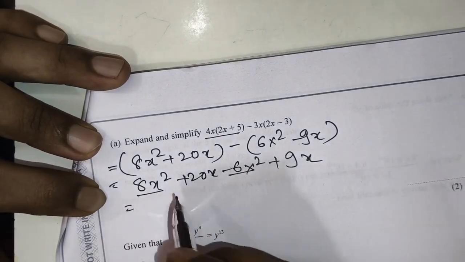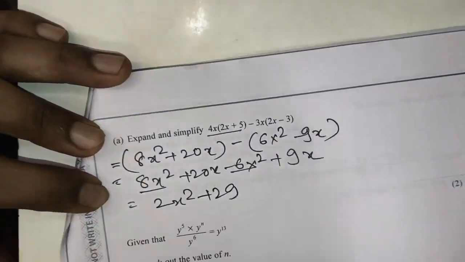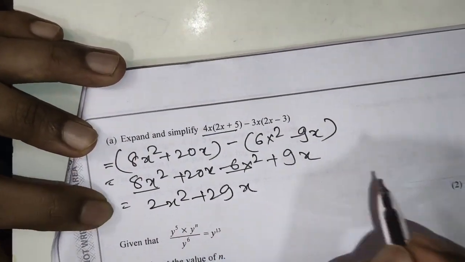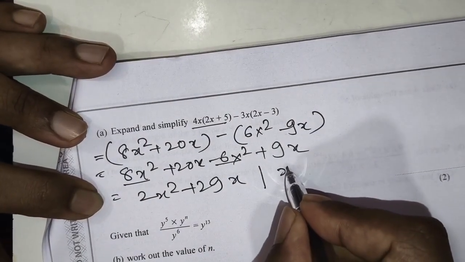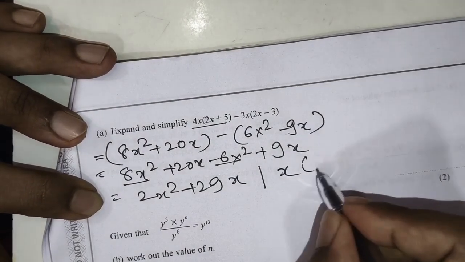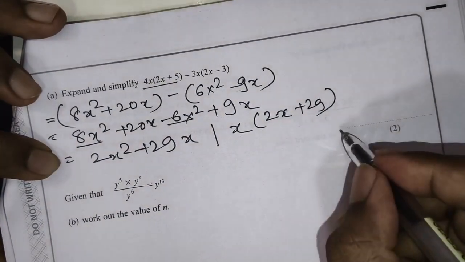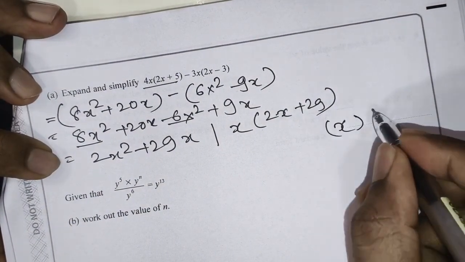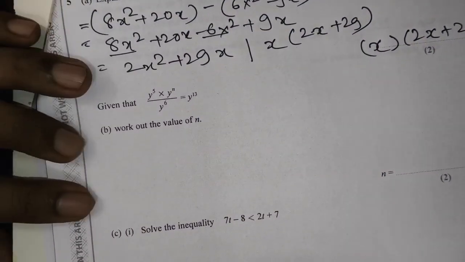8x square minus 6x square is going to be 2x square. 20 plus 9 is equal to 29x, correct? So what I'm going to do is put x outside the bracket and put 2x plus 29, correct? Put x outside the bracket and put 2x plus 29, correct? Done. Let's go to the next one.